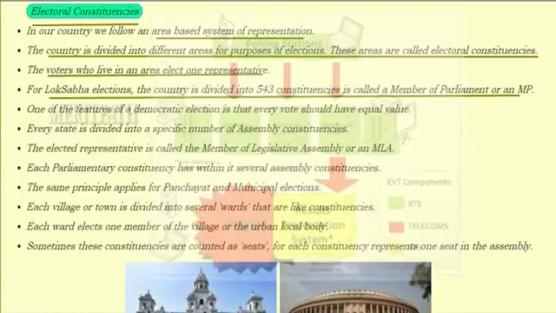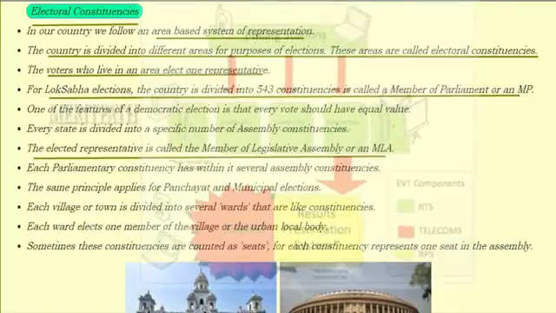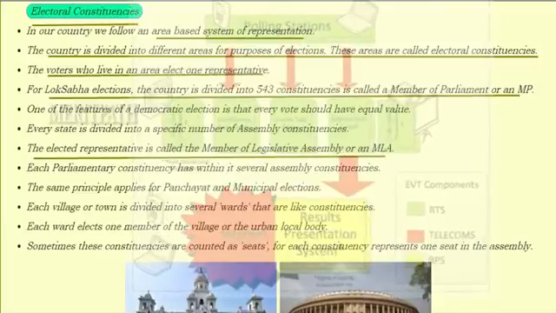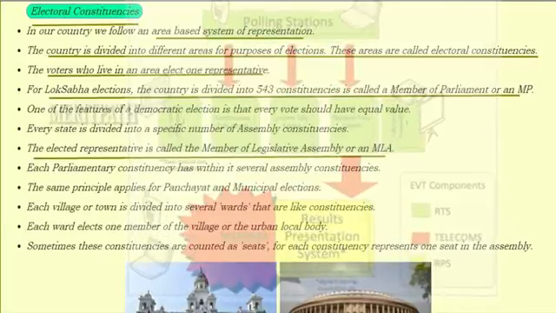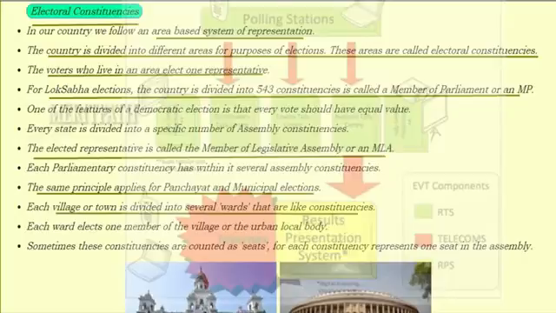Every state is divided into a specific number of assembly constituencies, and the elected member is known as the Member of Legislative Assembly or MLA. Each parliamentary constituency has within it several assembly constituencies. The same principle also applies for panchayat and municipal elections. Every village or town is divided into several wards, which are like constituencies, and each ward elects one member of the village or the urban local body.